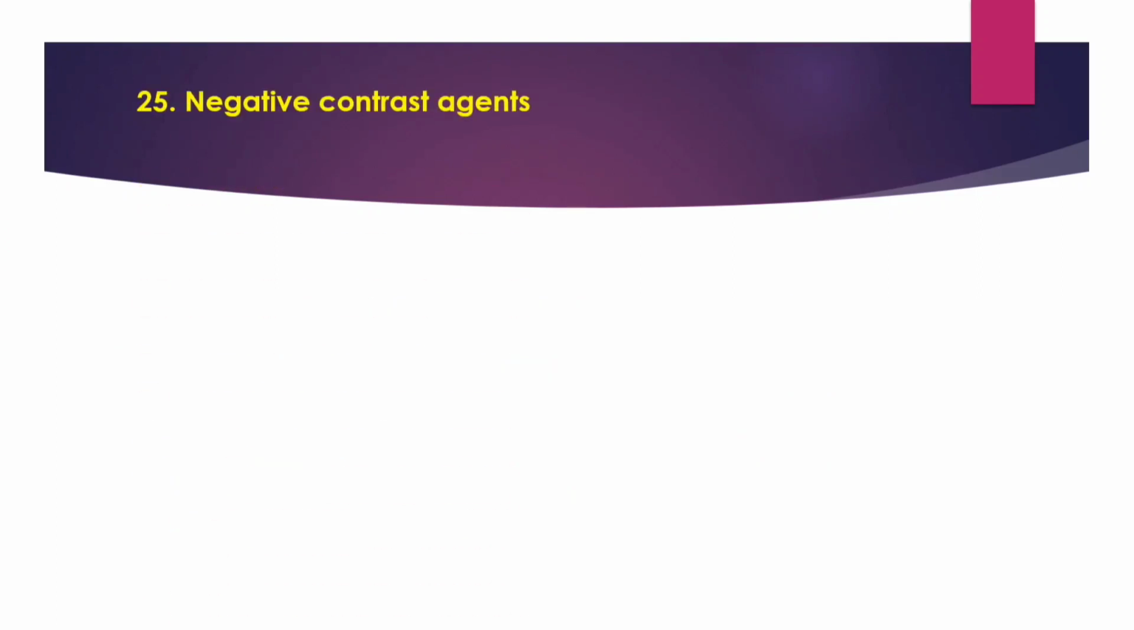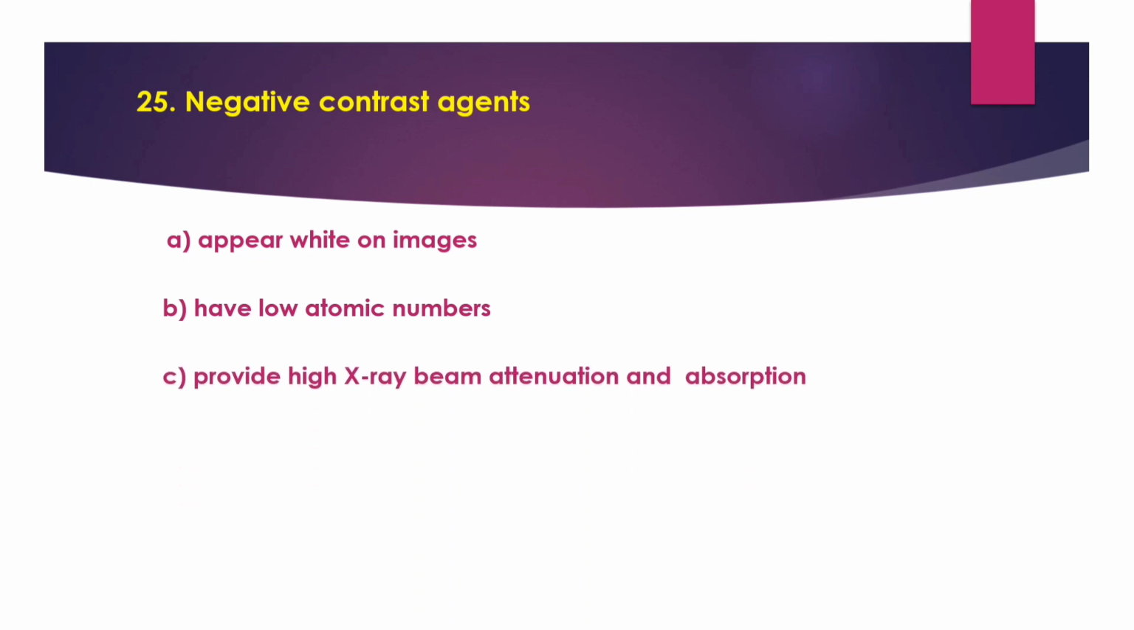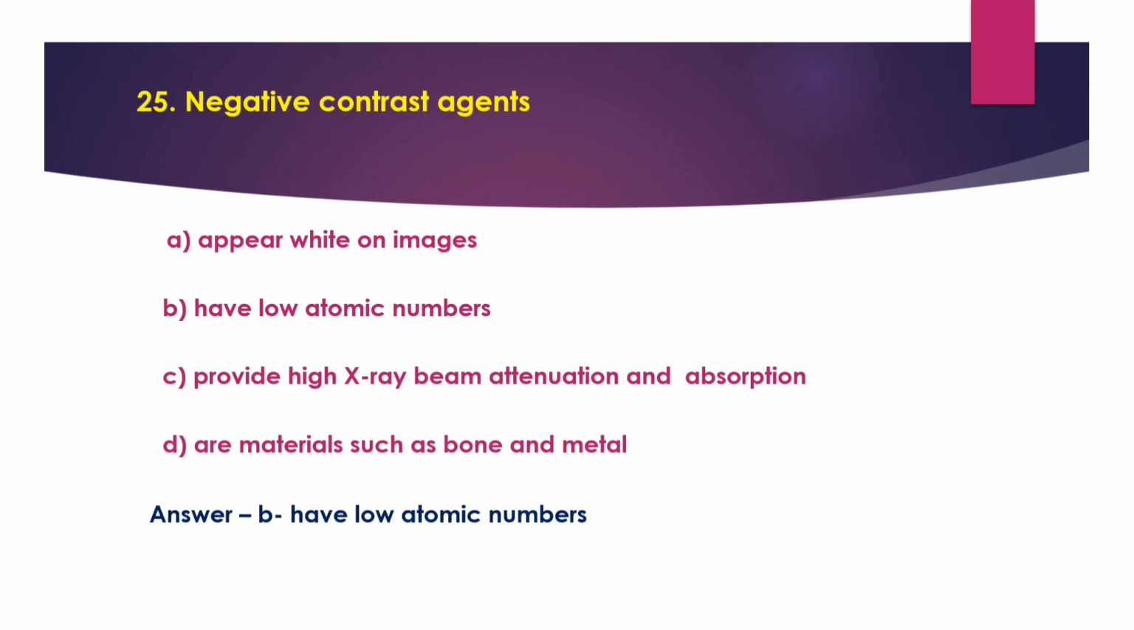Moving on to the next question, question number 25. Negative contrast agents: option A, appear white on images. Option B, have low atomic numbers. Option C, provide high X-ray beam attenuation and absorption. And option D, are materials such as boron and metal. The answer is option B, have low atomic number.